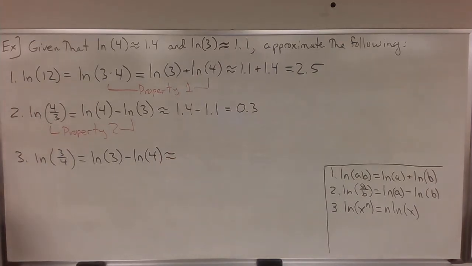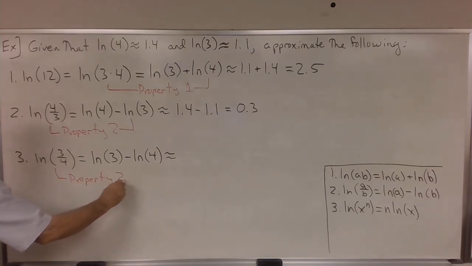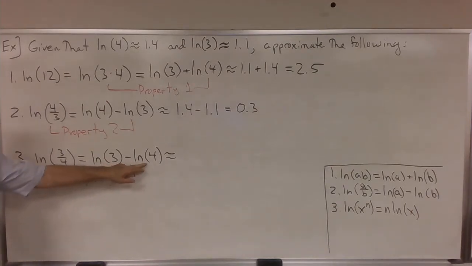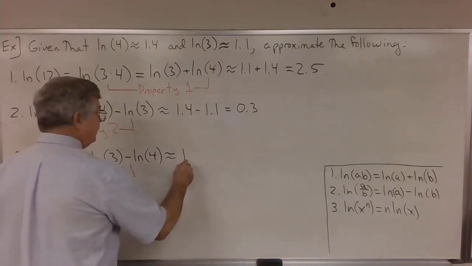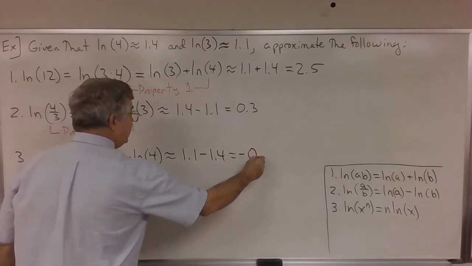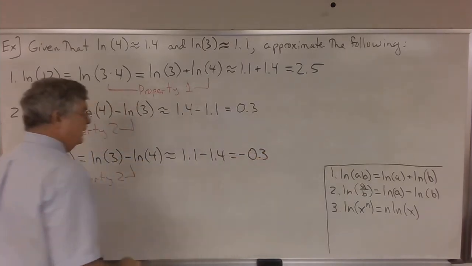And again, we'll note that this is property 2, which talks about the logarithm of a quotient. Okay, logarithm of 3, we know what that is. Logarithm of 4, we know what that is. 1.1 minus 1.4, which is negative 0.3.